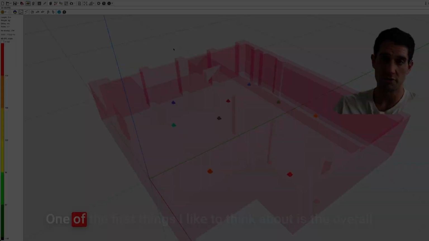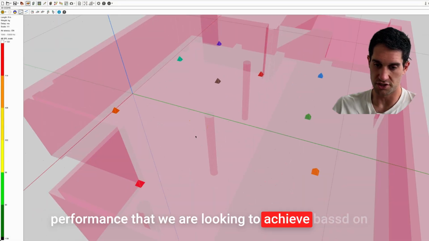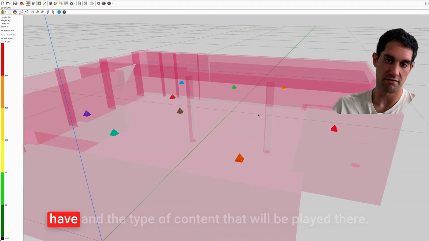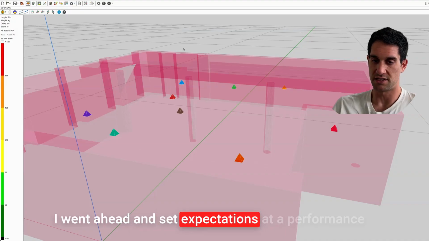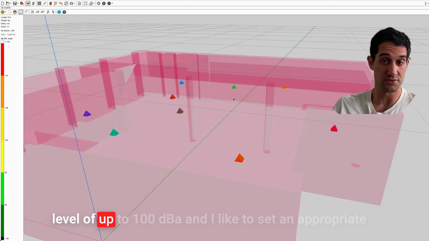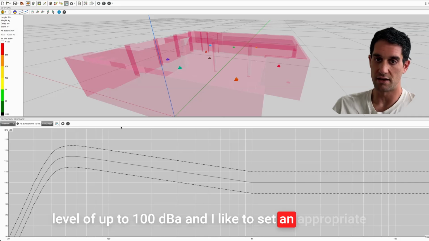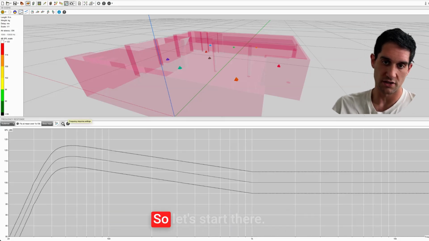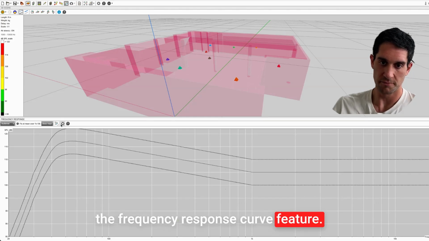So let's dive in. One of the first things I like to think about is the overall performance that we're looking to achieve. Based on the client interview, knowing the type of crowd that they have and the type of content that will be played there, I went ahead and set expectations at a performance level of up to 100 dBA. And I like to set an appropriate frequency response curve that I'll be targeting. So let's start there. What you can do is open up the frequency response curve feature.